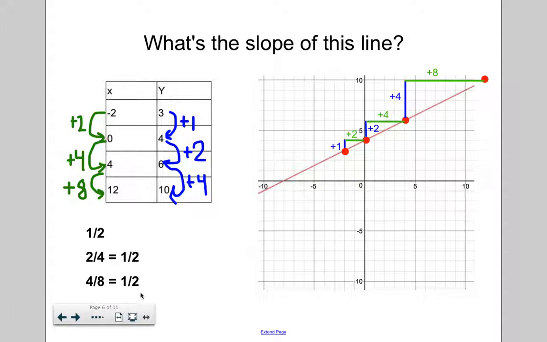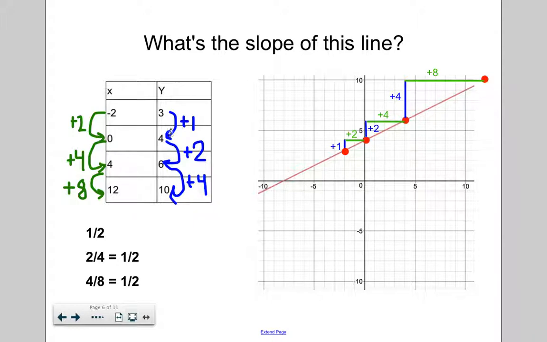Okay, so here I did an example. What's the slope of this line? Now this table shows this line. You can see the points are here, negative 2, 3. There it is with a red dot. 0, 4, there it is. And all the dots are here. So I found the ratio of the change in the rise to the run.